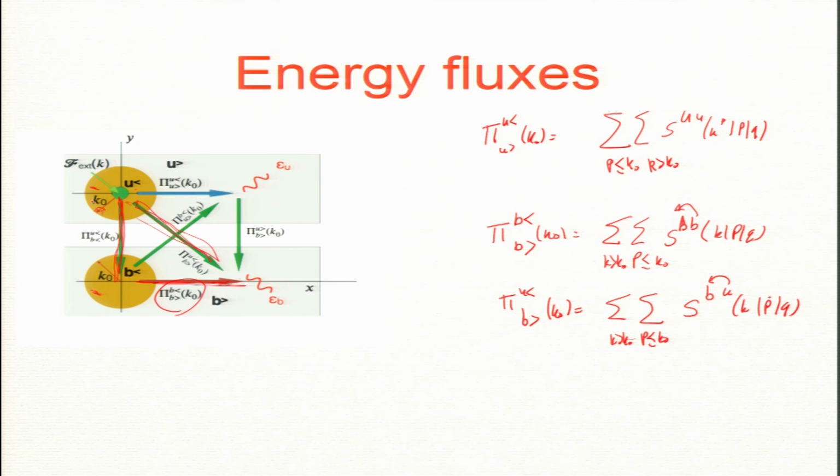So, who is the giver and who is the receiver? Π_B^< to B^<, no sorry, Π_U^< to B^<. Remember this one, you can see this on the screen, is very small. This one, Π_U^< to B^<. So, what should I write here? U is the giver, B is the receiver, k, p, q.